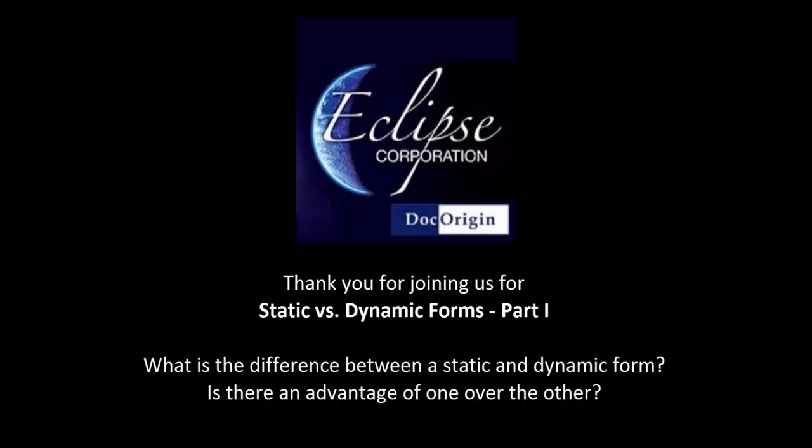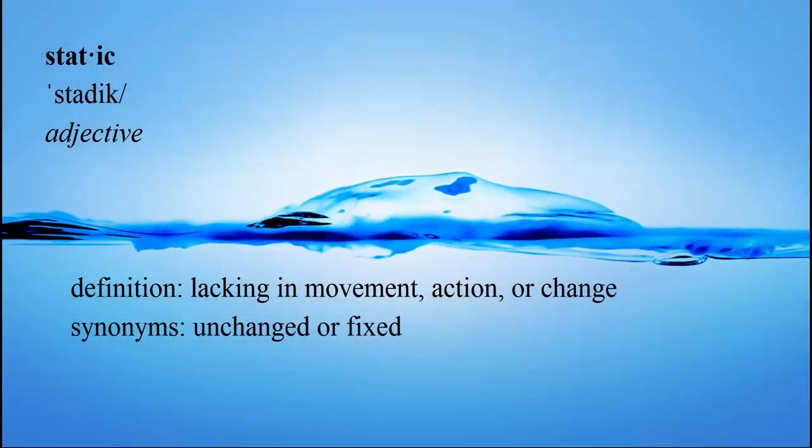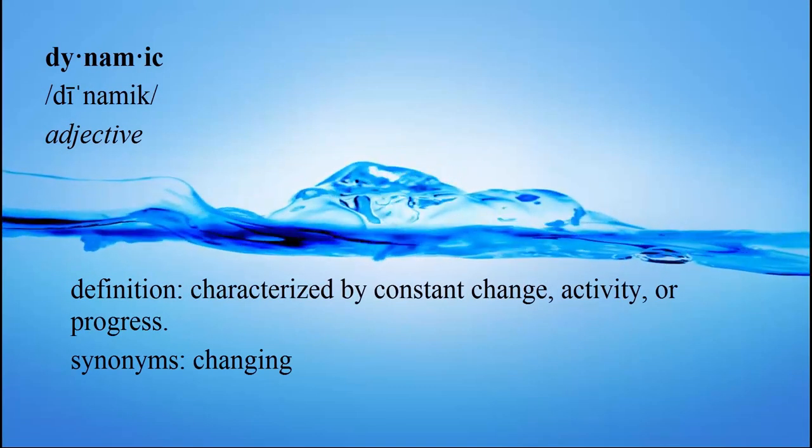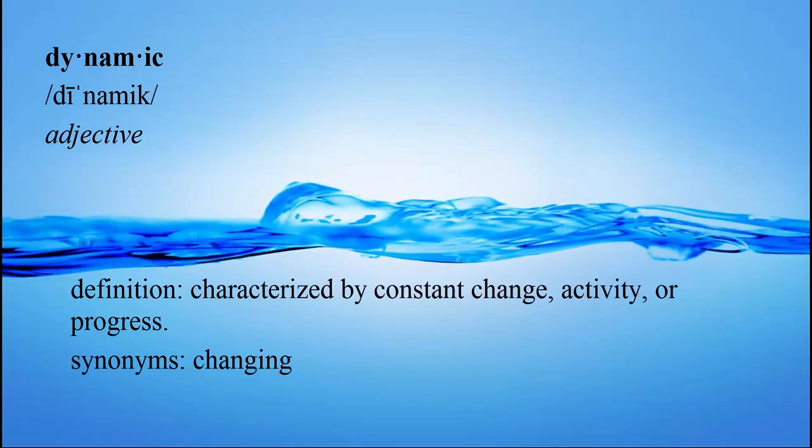If you are a programmer, analyst, or IT professional, you won't want to miss this video. Today we're going to talk about the difference between a static form and a dynamic form. A simple way to understand this is to understand the difference between the two words. Static, by definition, means lacking in movement, action, or unchanged. For a dynamic form, the definition is constantly changing.